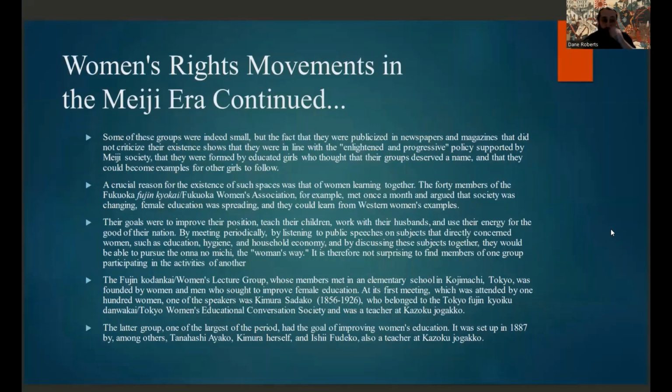Others, such as the Women's Lecture Group, met in an elementary school and were founded by both men and women to improve female education. It was attended by about 100 women. One of the speakers was Kimura Sadako, who belonged to the Tokyo Fujin Kyoiku Danwakai, apologies for possibly butchering that, or the Tokyo Women's Educational Conversation Society, one of the largest groups working at this period in time.